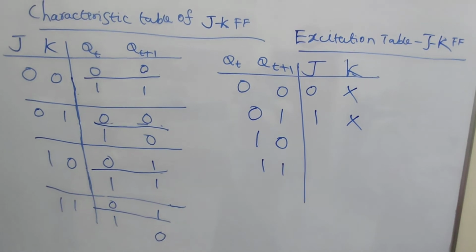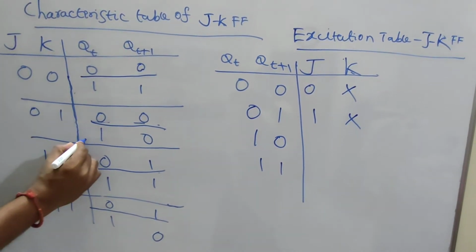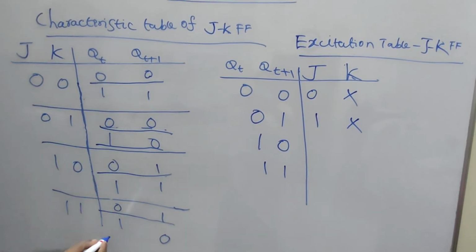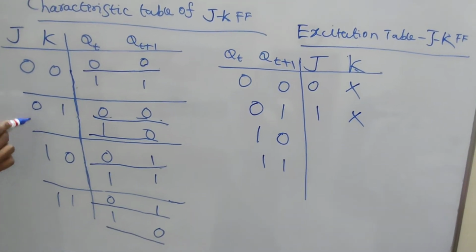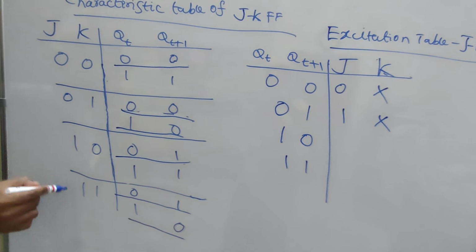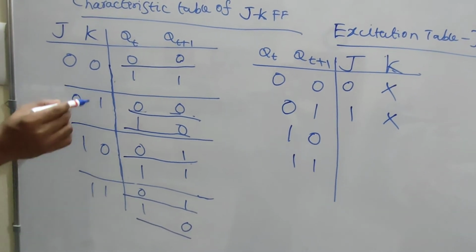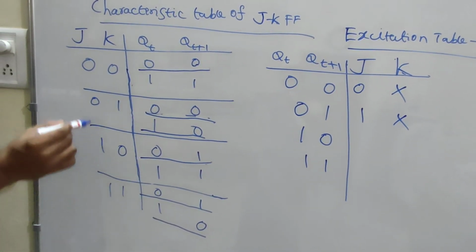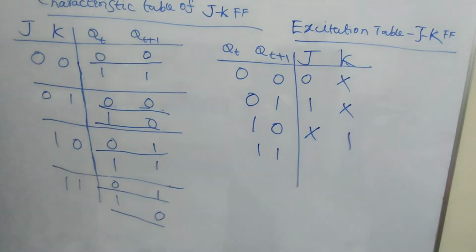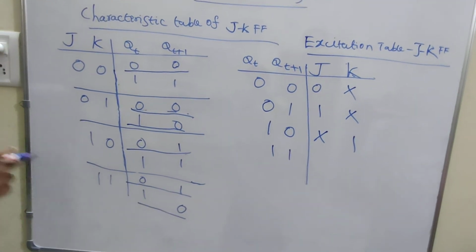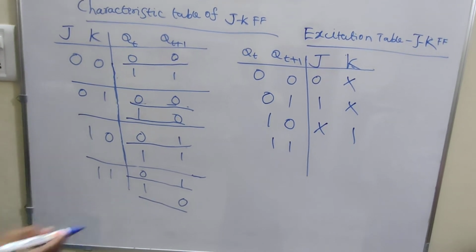For 1, 0, where is it coming? Here. For 1, 0, it is coming here, and here. For 1, 0, you can look at the value of J. J is changing, K is not changing, K is having a 1 in both the cases. So X, 1. Okay, it is X1.